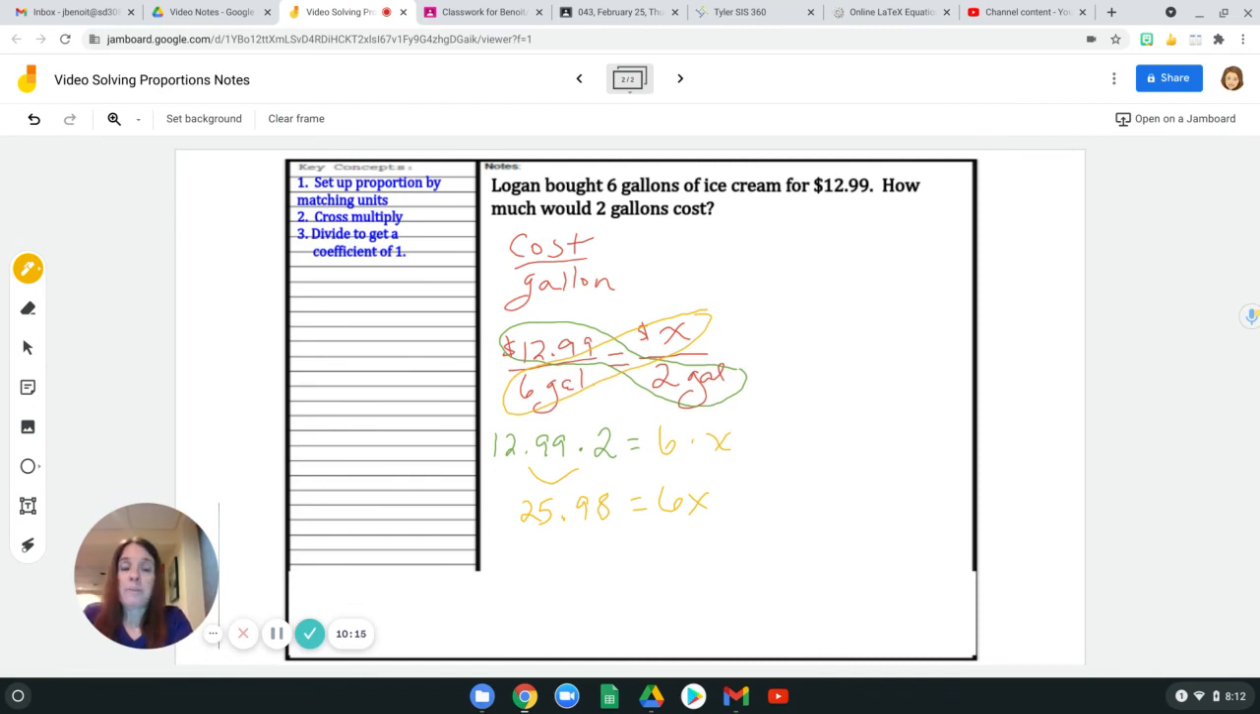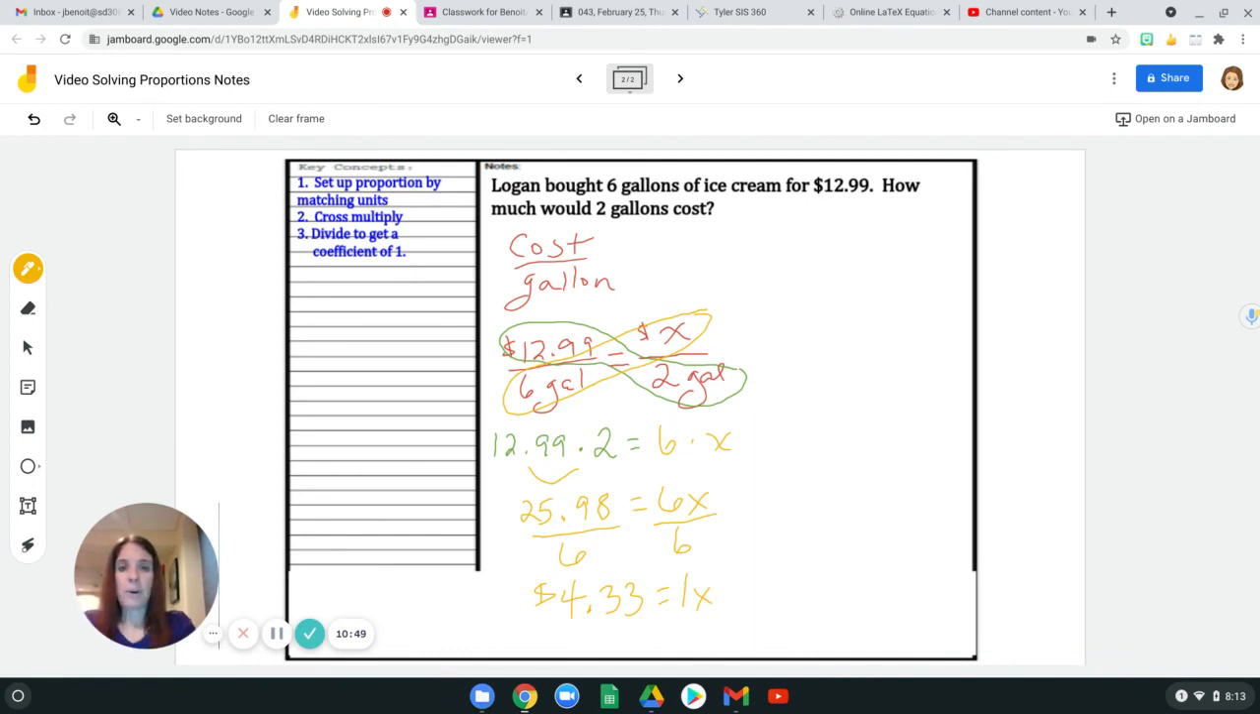Our variable's on the right, fine, leave it there. Don't turn it around. Our coefficient's on the right, so we're dividing both sides by 6, not by $25.98. And then use your calculator to do $25.98 divided by 6. And you will get $4.33 for 1x or 1 gallon. We know what we're talking about. We're talking about gallons.